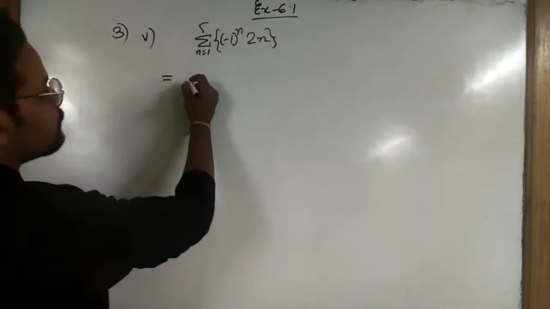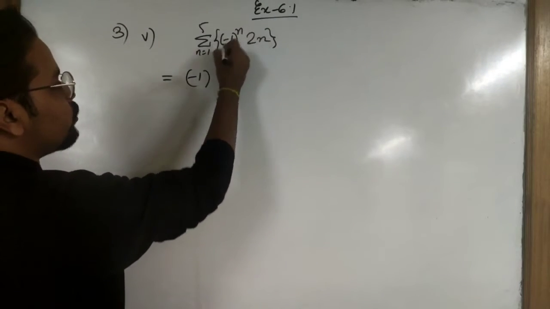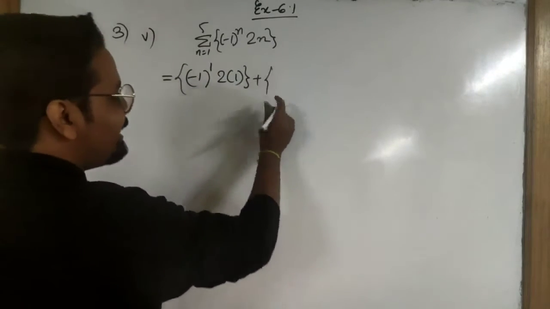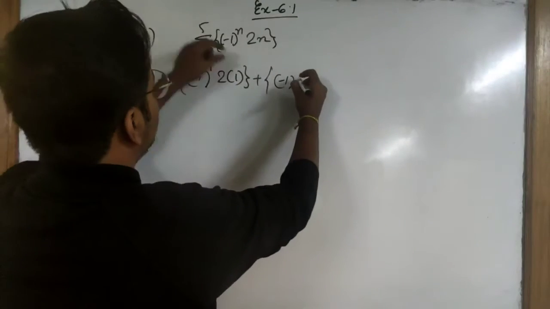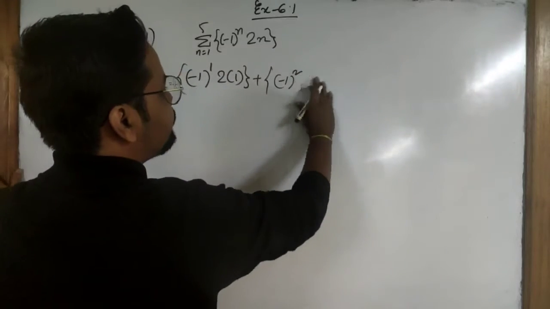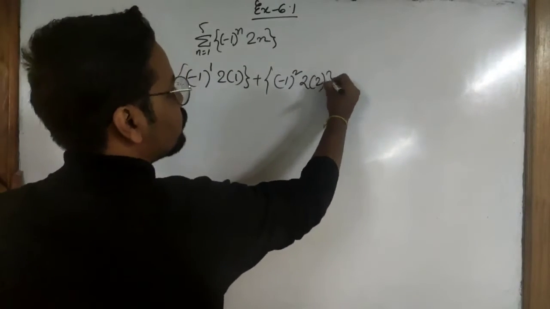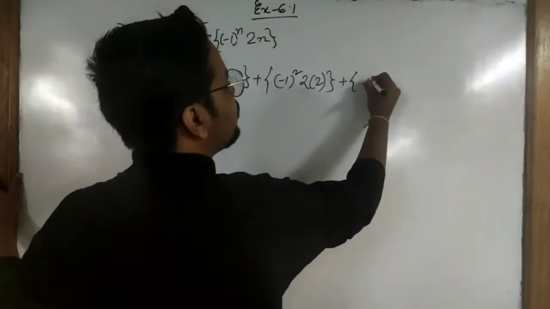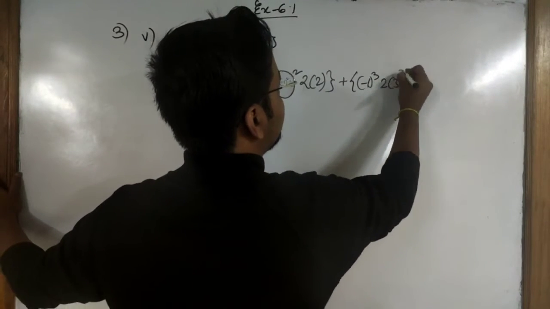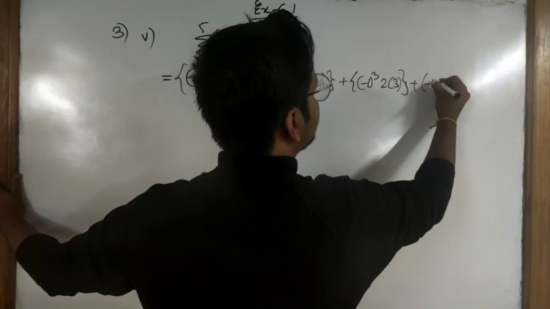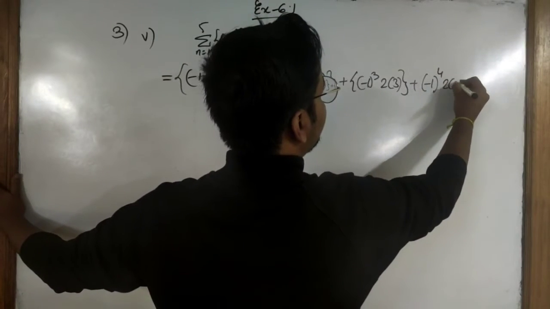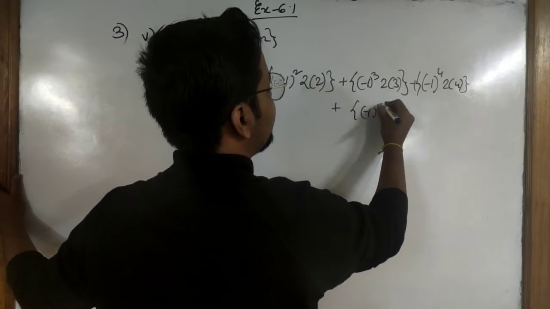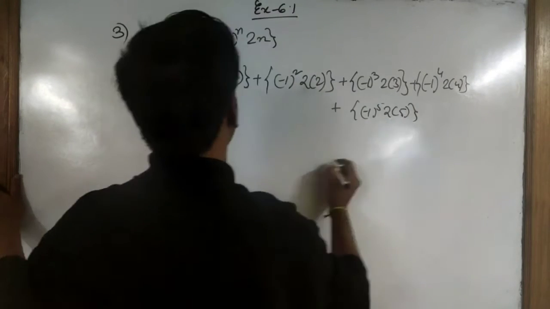This can be written as (-1) to the power 1 into 2 to the power 1. This is one term. We will add these: (-1) to the power 2, second term, 2 into 2. In place of n, we keep on putting 1, then 2, now we will put 3, then (-1) to the power 4 into 2 into 4, and lastly (-1) to the power 5 into 2 into 5.